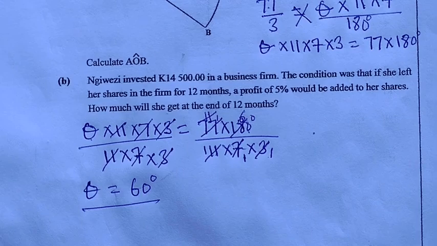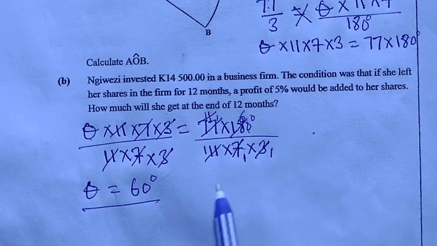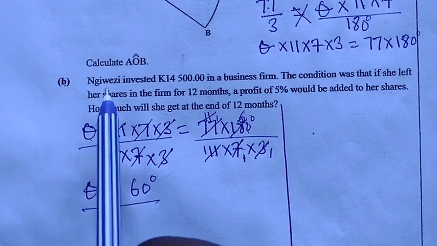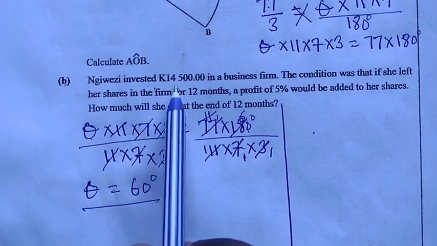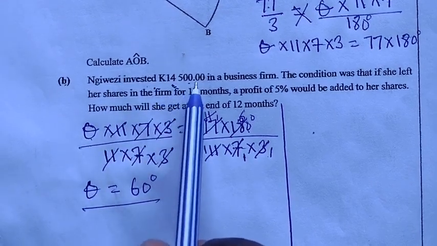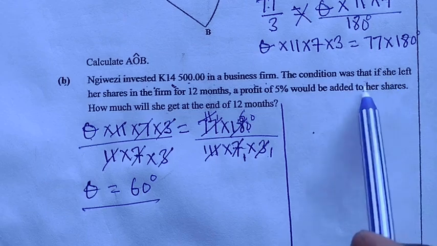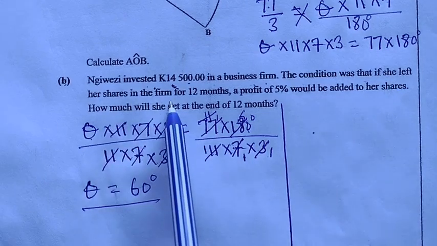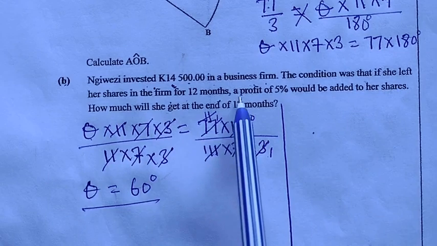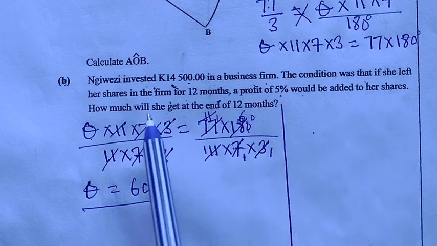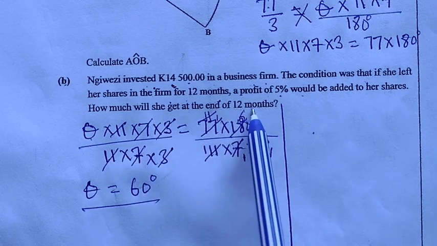We have answered. So we can now come and answer our second question, which is question b right here. Ngwezi invested 14,500 kwacha in a business firm. The condition was that if she left her shares in the firm for 12 months, a profit of 5% would be added to her shares. How much will she get at the end of 12 months?